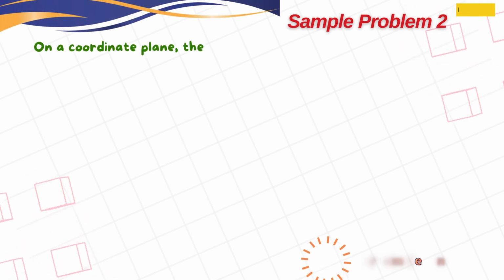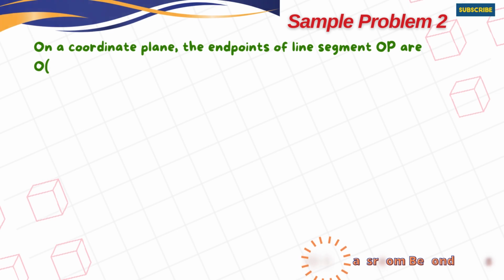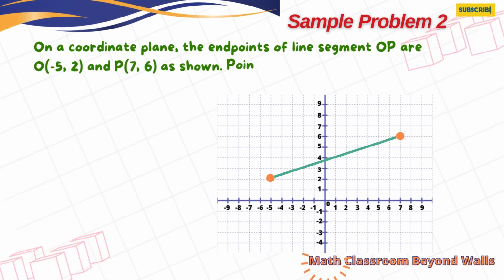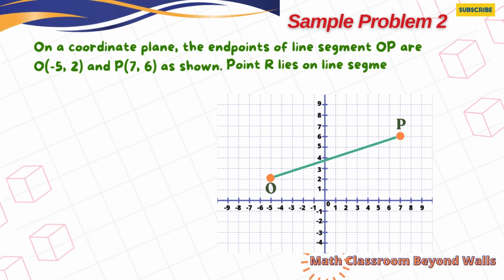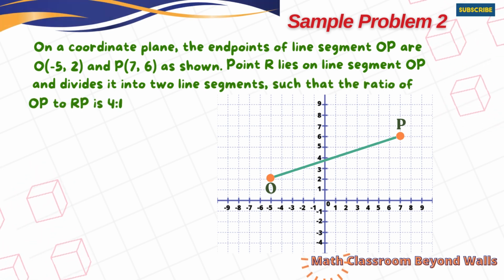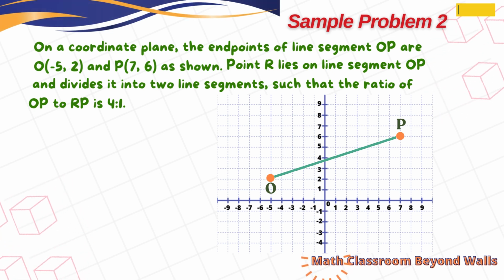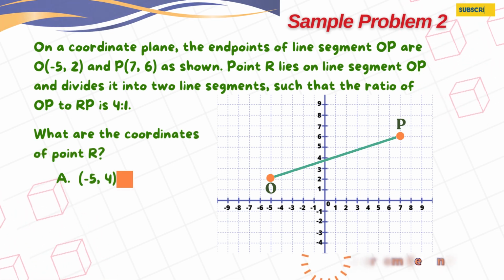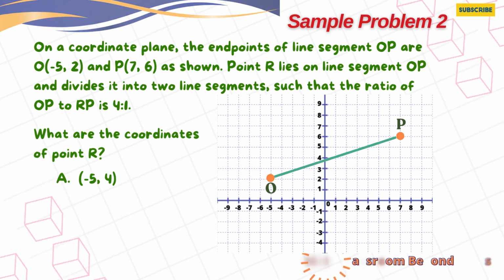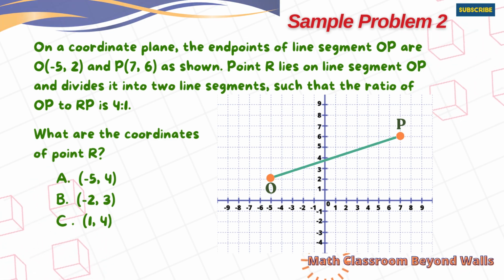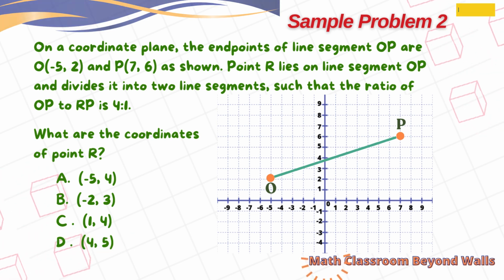Here's the problem. On a coordinate plane, the endpoints of line segment OP are O(-5, 2) and P(7, 6) as shown. Point R lies on line segment OP and divides it into 2 line segments such that the ratio of OP to RP is 4:1. What are the coordinates of point R? Option A, (-5, 4). Option B, (-2, 3). Option C, (1, 4). Option D, (4, 5).